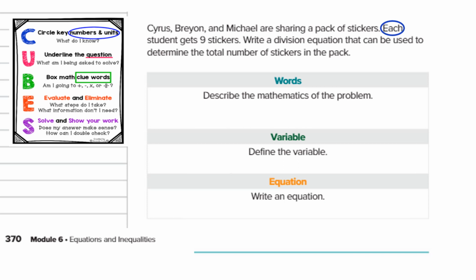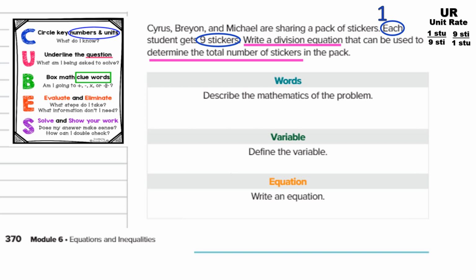So when I'm looking at what we're talking about, I have each student. So that's just one student. And we have 9 stickers, okay? I'm to write a division equation that can be used to determine the total number of stickers. So I know my equation is going to be division. I know we're doing algebra, so I know I'm going to have a variable of some sort. Well, what am I looking at? I'm looking for what we often refer to as a unit rate when we are talking about each student. So each student is going to be sharing and they're going to be getting 9 stickers.